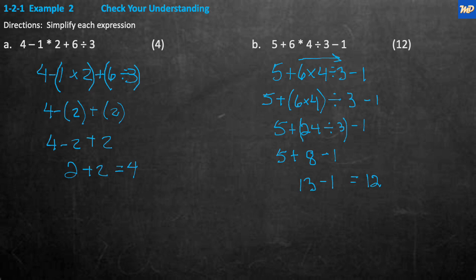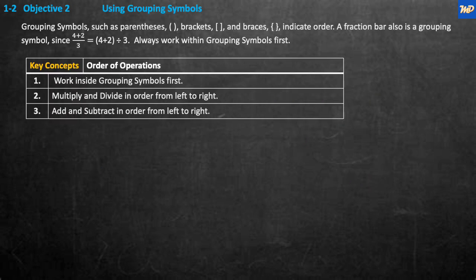Okay? Okay, objective 2, using grouping symbols. Grouping symbols such as parentheses, brackets and braces indicate order. A fraction bar also is a grouping symbol, since 4 plus 2 divided by 3 really means the quantity 4 plus 2 divided by 3. And you have to do what's inside the parentheses first, so we do that addition before we do the division. Always work within grouping symbols first.